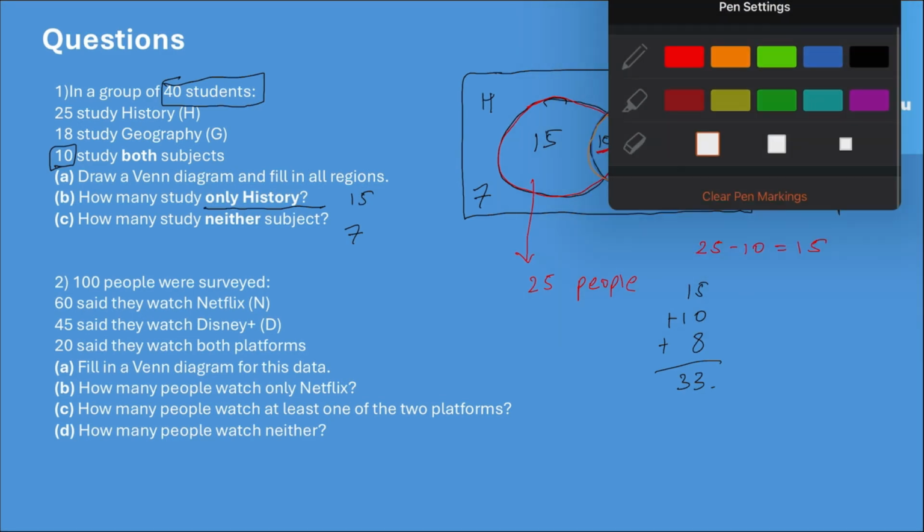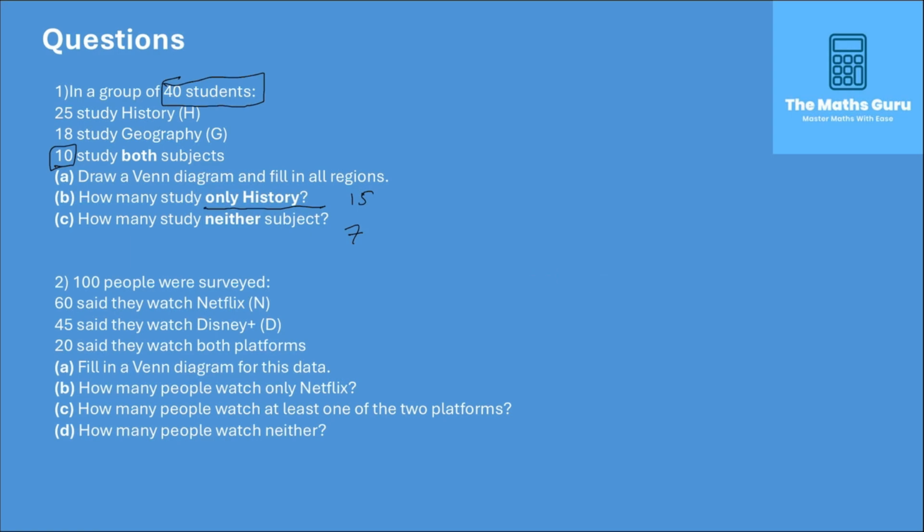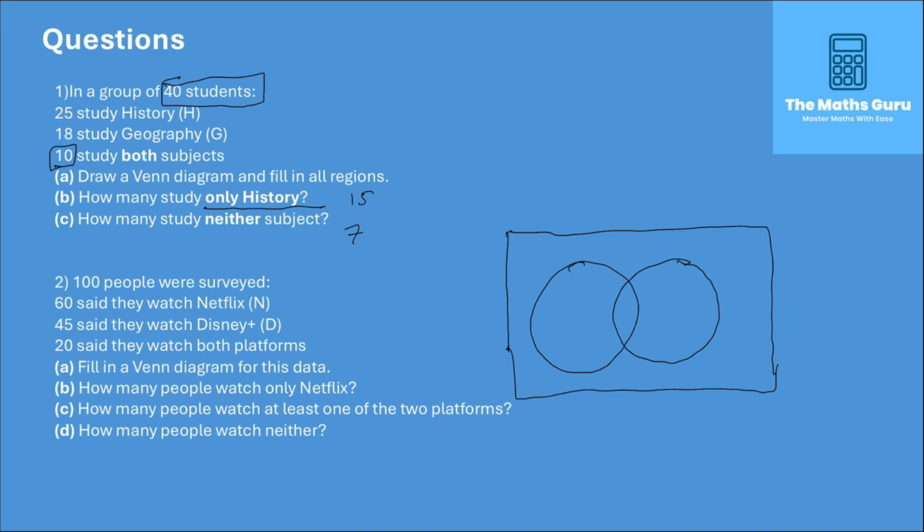Okay, now let me make space for our question number 2. We are told 100 people were surveyed and 60 said they watched Netflix. 60 said they watched Netflix, 45 said they watched Disney Plus, and 20 said they watched both platforms. Fill in a Venn diagram for this data. So we have our 2 circles once again. I'm going to put N here, representative of Netflix, and D here, representative of our Disney Plus.